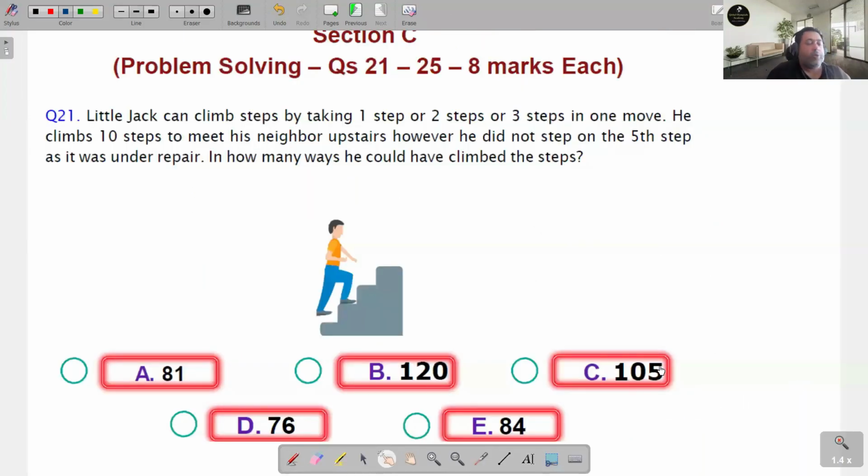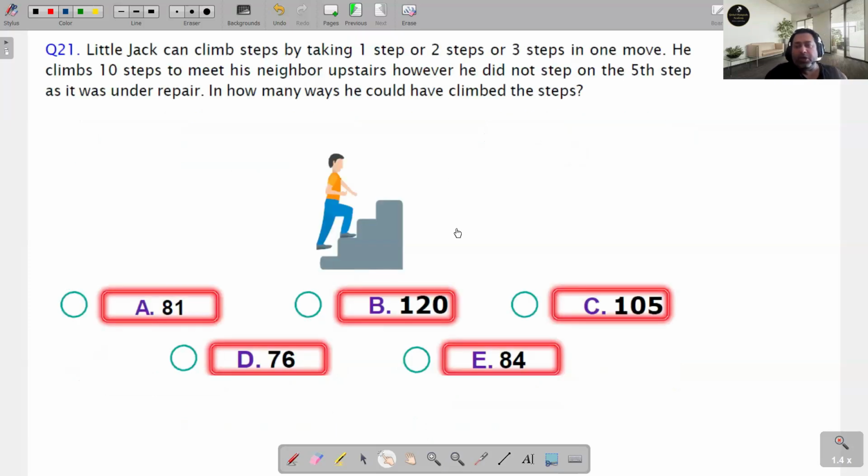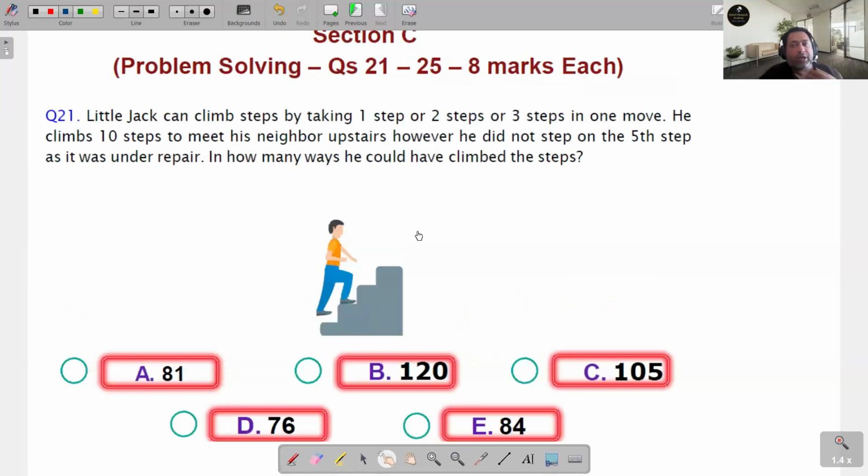So question number 21, which also is the first question from the problem solving section. Little Jack can climb steps by taking 1 step or 2 steps or 3 steps in one move. He climbs 10 steps to meet his neighbors upstairs, but he did not step on the 5th step as it was under repair. In how many ways could he have climbed the steps? By how many ways it means in what order? Like let's say he took first one step, then 3 steps, then one step, then 2 steps, or whatever. So in how many ways could he have done it?